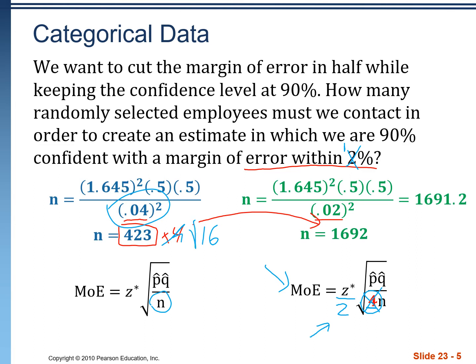Reason being that the square root of 16 equals 4. That would put a 4 on the bottom of our fraction. The margin of error would get cut in half. I'm sorry, cut into fourths. Okay, so it's always affected by the square root of whatever the scale of our sample size is.